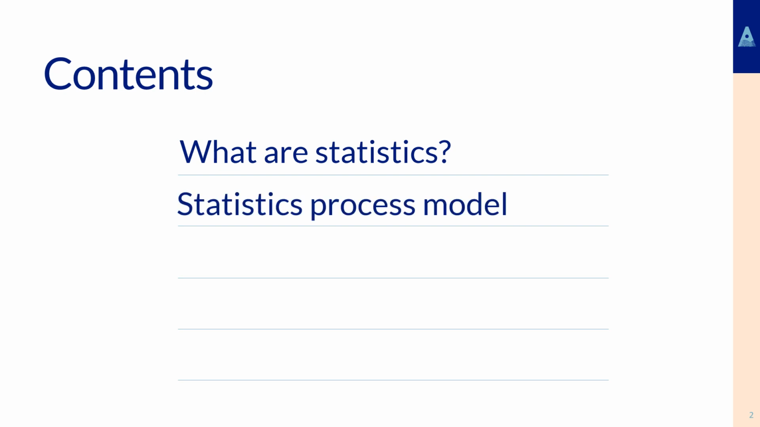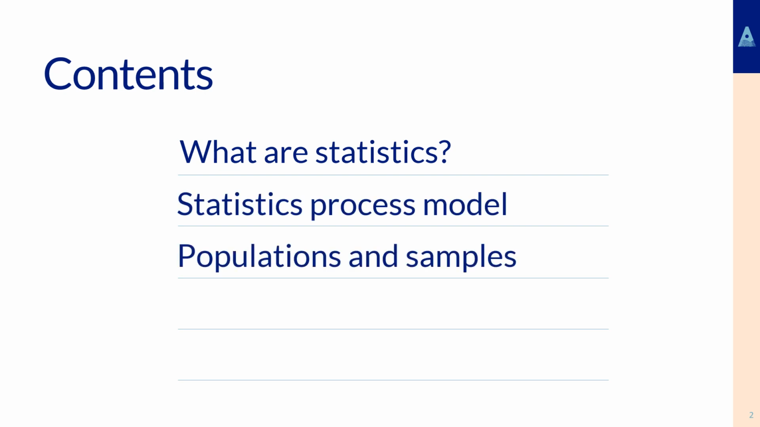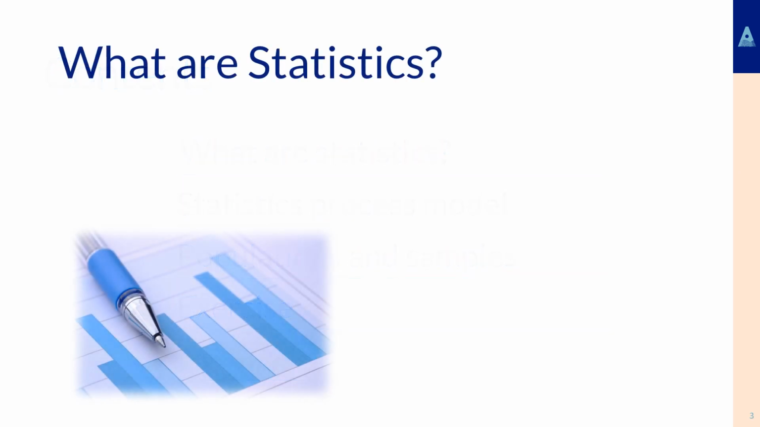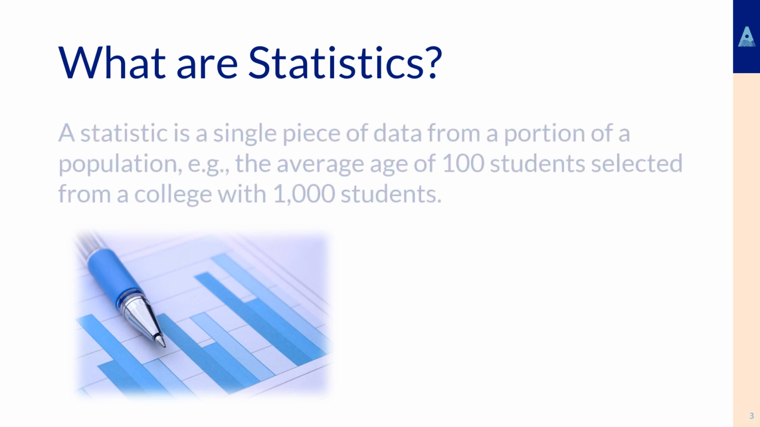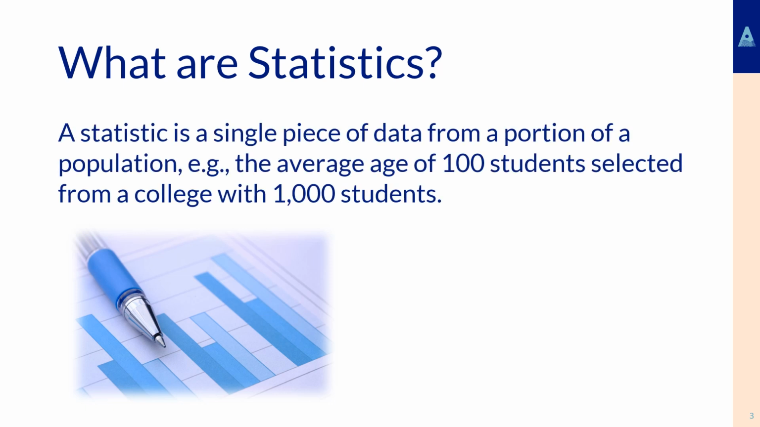In this presentation, we will look at what statistics are, what the statistics process model is, the meaning of important definitions like populations and samples, and a sample exercise. What are statistics? A statistic is a single piece of data from a portion of a population. For example, the average age of 100 students selected from a college which has a population of 1,000 students.